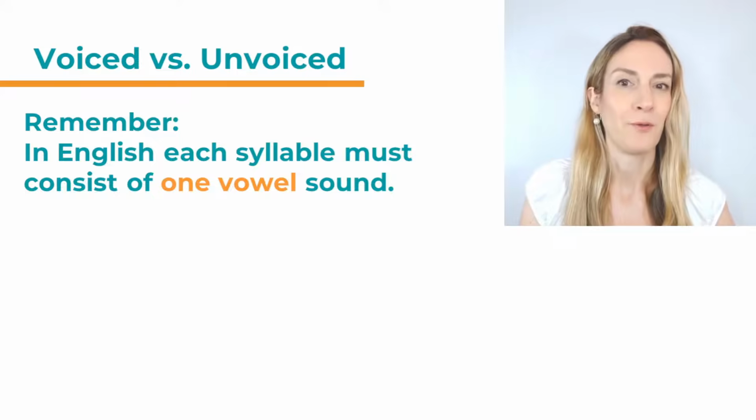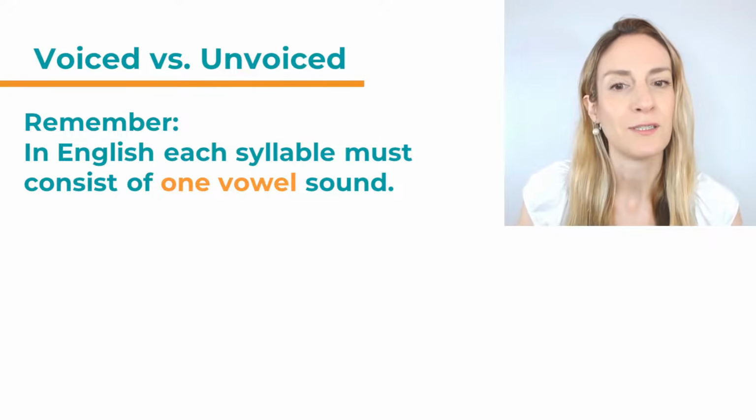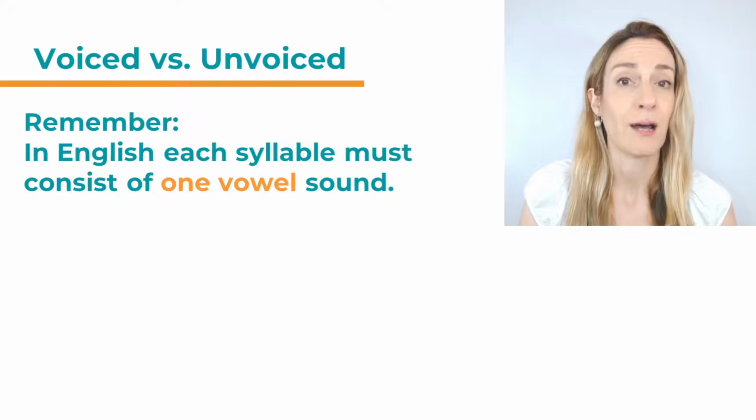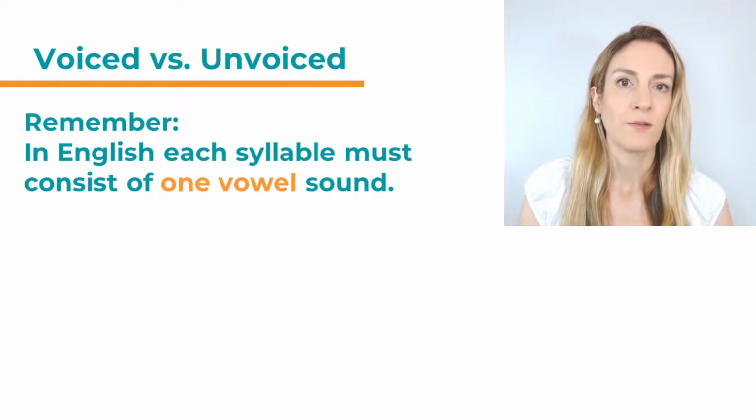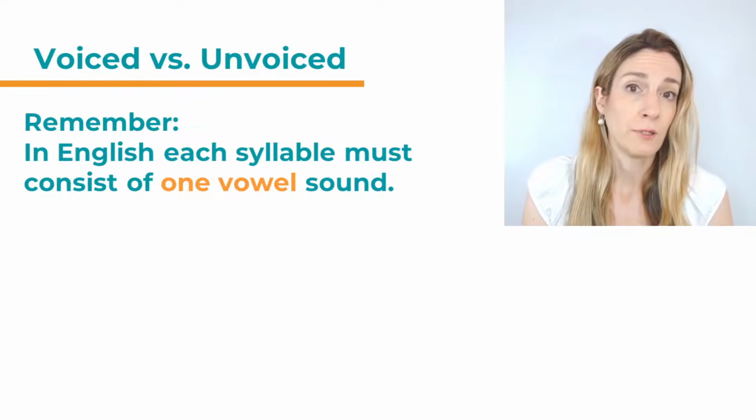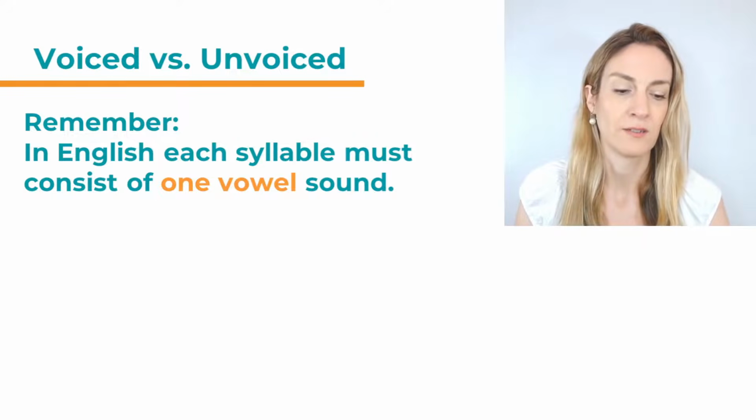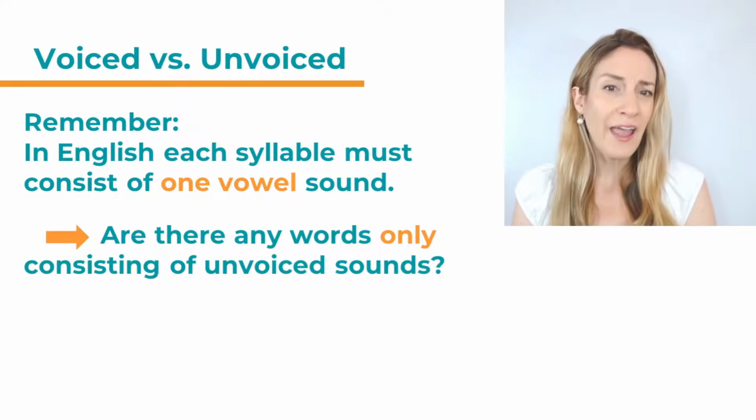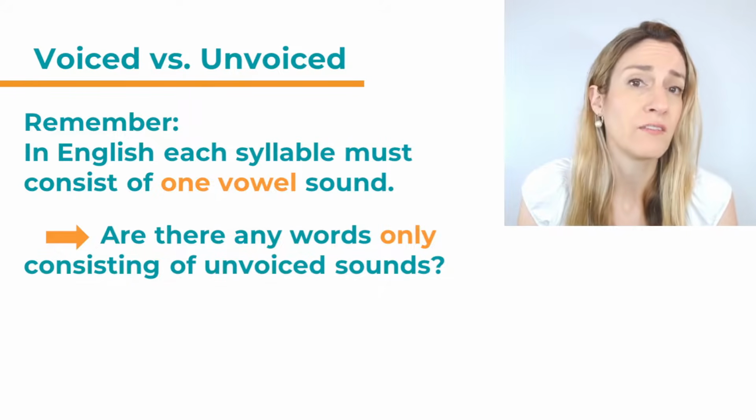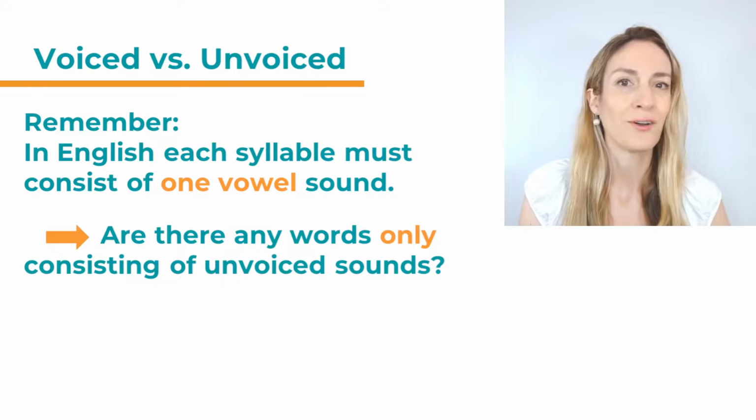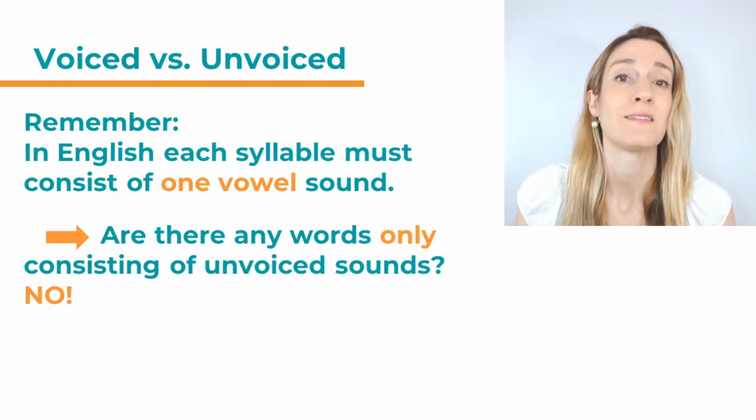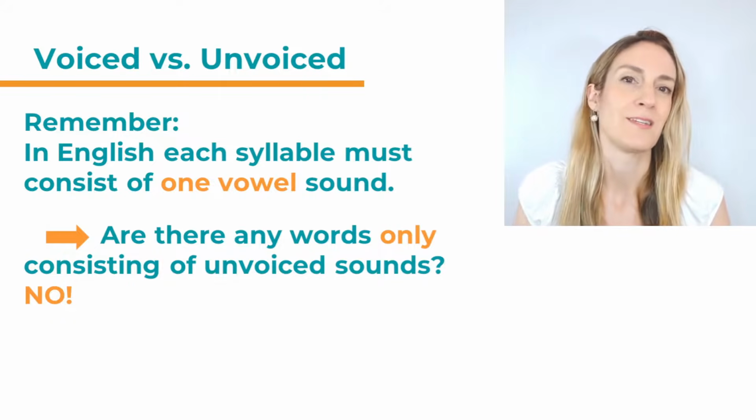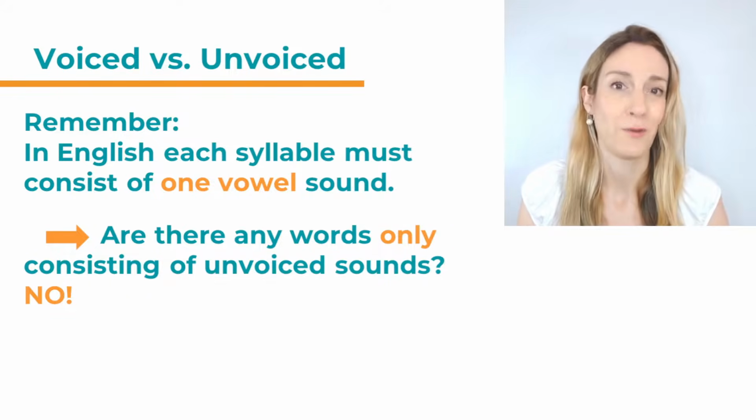Now, remember though, in English, each syllable must consist of one vowel sound and one vowel sound only. That is one of the rules of English, okay? So each syllable, in some words only one syllable long, has to have one vowel sound. So there's a question: are there any words only consisting of unvoiced sounds? Now you should know the answer to this question: no, because all vowel sounds are voiced, and if each syllable has to consist of one vowel sound, that means naturally there are no syllables consisting of only unvoiced sounds. That is not possible in English.